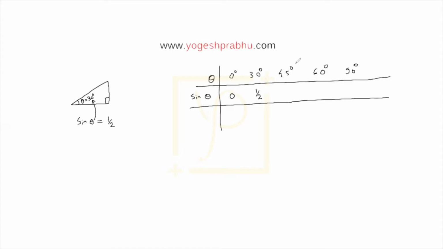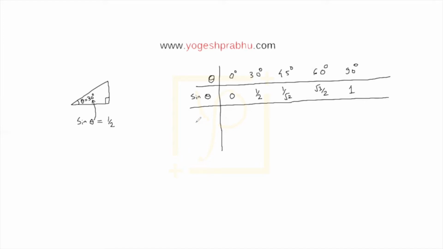Sine of 45 is 1 by root 2, sine of 60 is root 3 by 2, and sine of 90 is 1. So you have to remember this in a sequence: 0, half, 1 by root 2, root 3 by 2, and 1. This can be verified and proven, but that's a different story altogether. Right now, we are just trying to remember these standard answers.